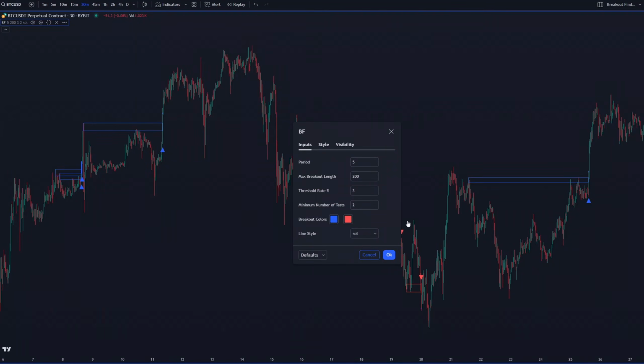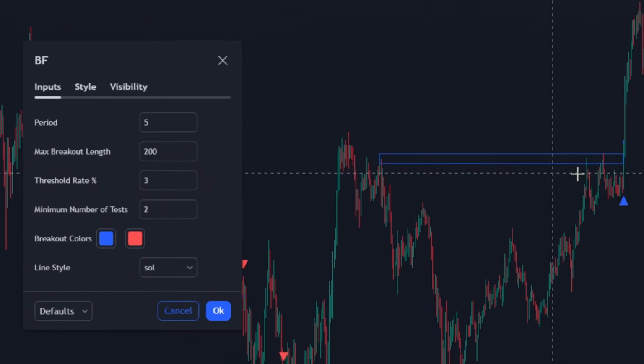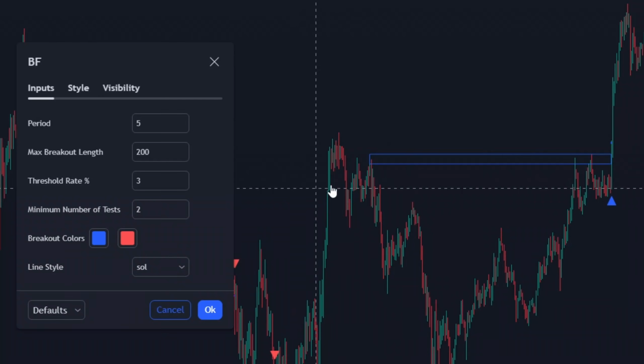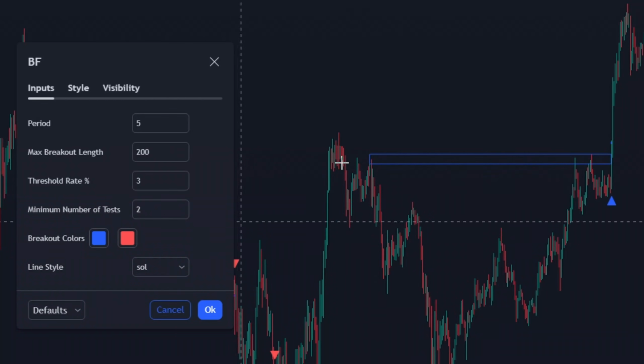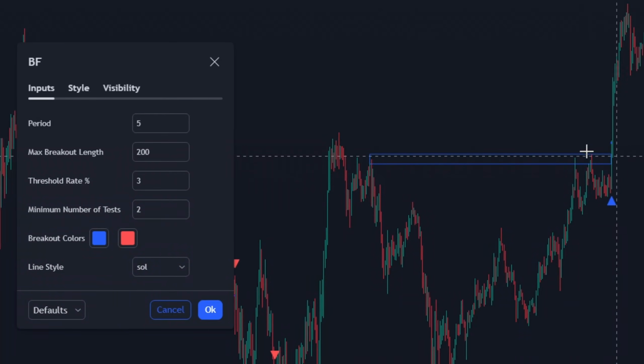By opening the indicator settings, as you can see, we have period, which is used for calculating the pivot points, max breakout length, which is used to determine the length of the boxes, while the threshold rate percentage represents how large the boxes can be, whereas the minimum number of tests represents how many times the price has to touch the breakout level in order to generate a breakout.